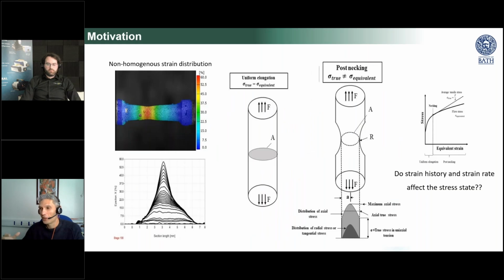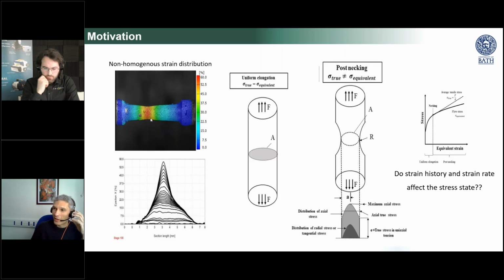If we go back to the basics of experimental mechanics, when we have necking, when we have non-homogeneous strain distribution, image after image, if we look at the strain distribution along the gauge length of the sample, we notice, for example, in this graph on the bottom left, that strain localizes around a certain section until failure. Here in the DSE in red. And why is that important in experimental mechanics?